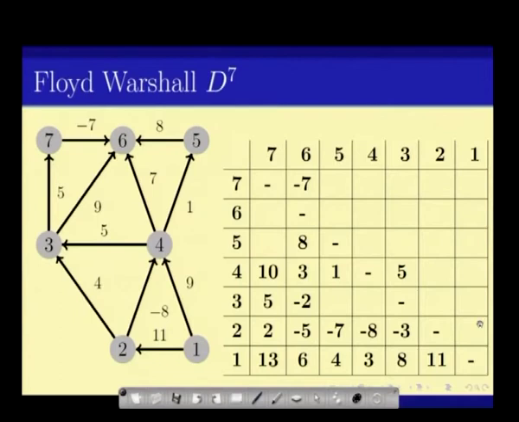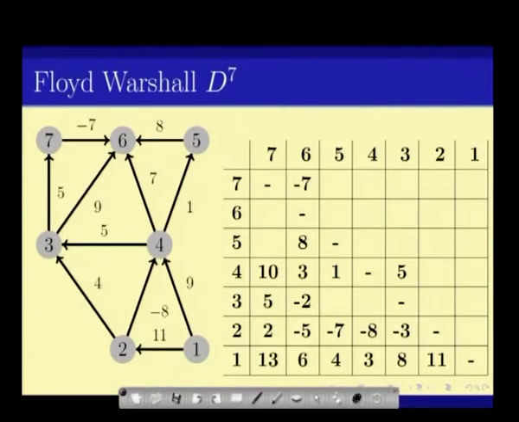Now, once I have d7, am I done? Yes, I am done, because at this moment, by definition, d7 says what is the shortest path between any two vertices using v1 to v7, and v1 to v7 is all that is there. So, basically it is the shortest path between any two vertices using any vertex. So, this table is the final output that we are looking for. If I look at this table, you can say, okay, go from 2 to 4 in minus 8 steps and so on.